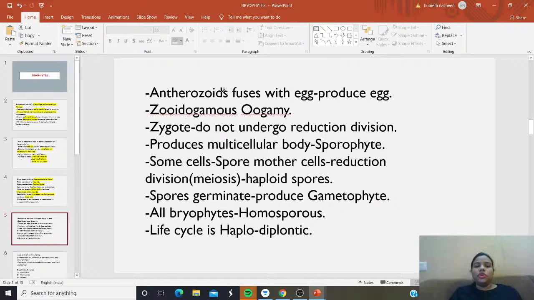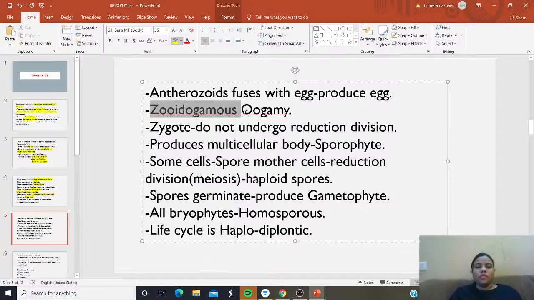Now what happens to the antherozoid? It fuses with the egg and produces a zygote. Then what is the form of sexual reproduction? It is zooidogamous oogamy. In bryophytes it is called zooidogamous oogamy.